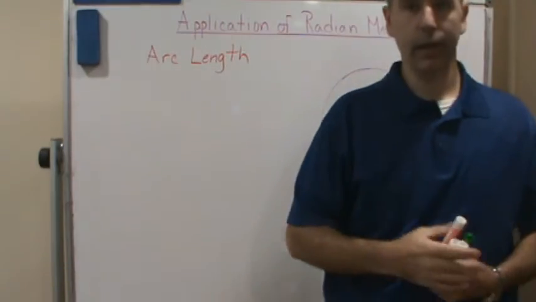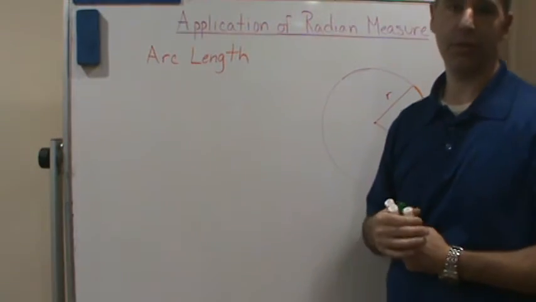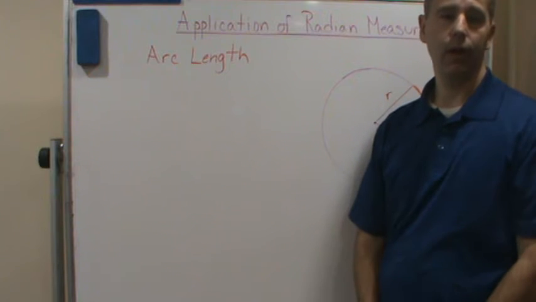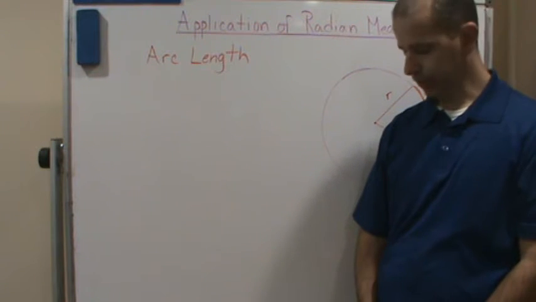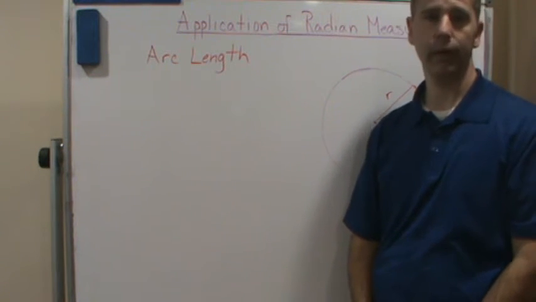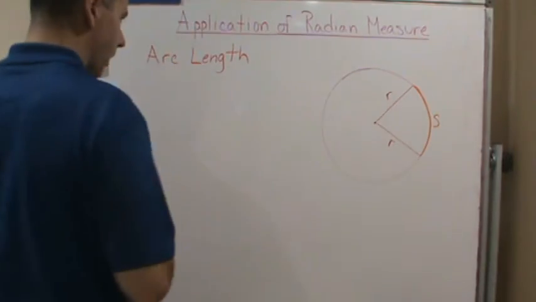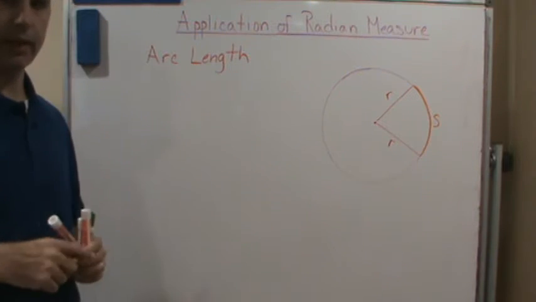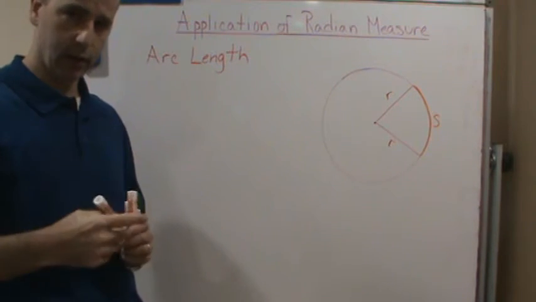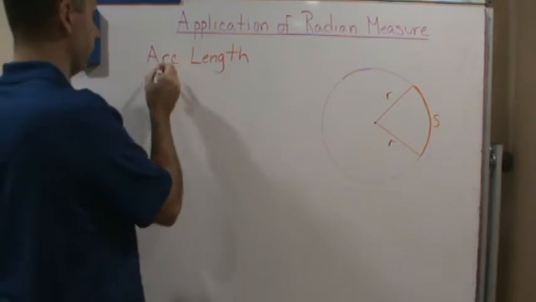Okay, so now we're going to start talking about applications involving radian measures of an angle. The first thing we're going to talk about is arc length. So what is arc length? Arc length is the length of the arc around a circle.